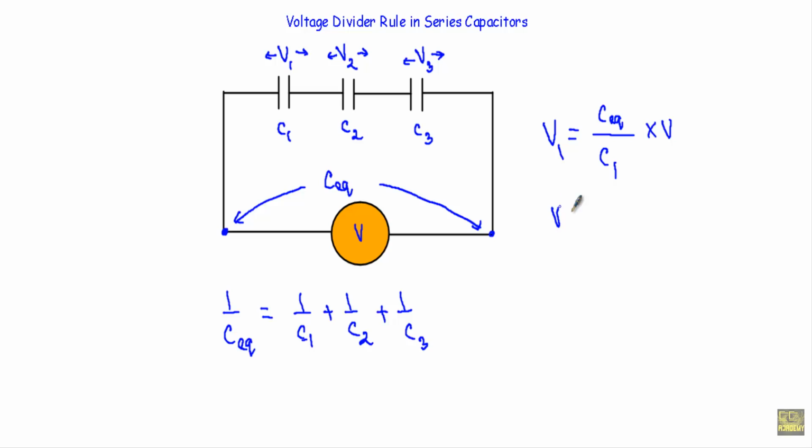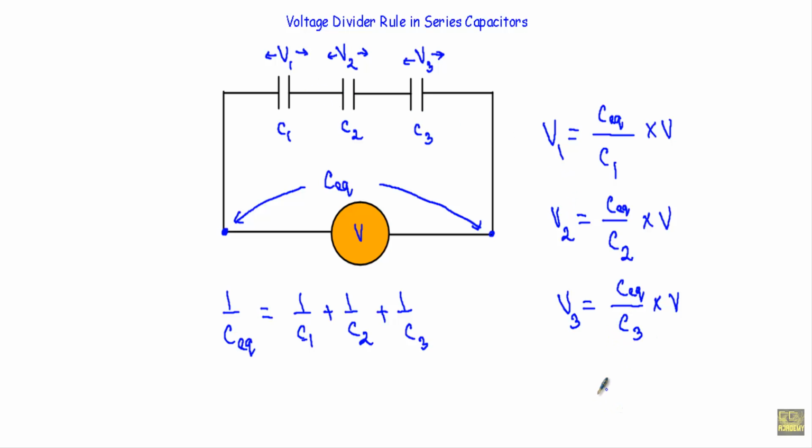If I want to calculate V2, I will take C equivalent divided by corresponding capacitance into supplied voltage V. If I want to calculate V3, I will take C equivalent divided by corresponding capacitance into voltage V. This is how we calculate the voltage drop across each of the capacitors.